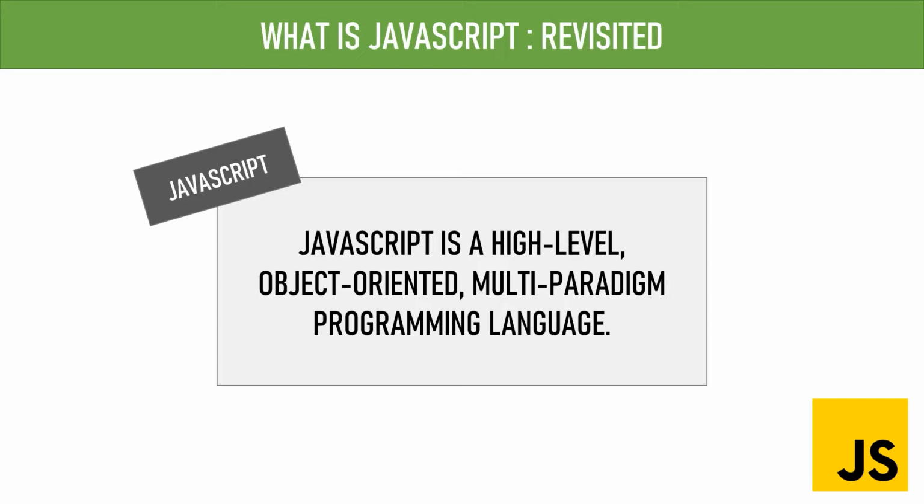And I want to start by coming back to that first definition that I gave you on JavaScript, where I told you that JavaScript is a high-level, object-oriented, multi-paradigm programming language. Now, this is, of course, 100% correct, but it's also really just the surface, the tip of the iceberg. So what about this definition?